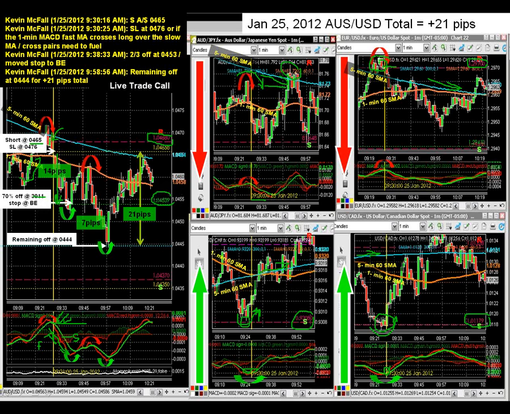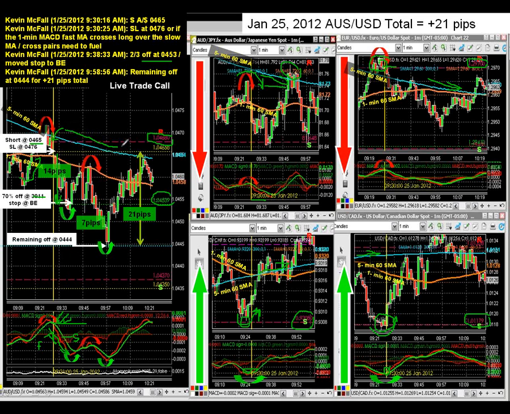Sorry, this should be 0453. And you can see it on the live trade call. There's the first target off at 0453, and then moved our stop to break even. All right, move the stop to break even here so that we make sure we protect our capital, cover our trade. And price did move back up a little bit. See, the MACD lines turned up a little here.